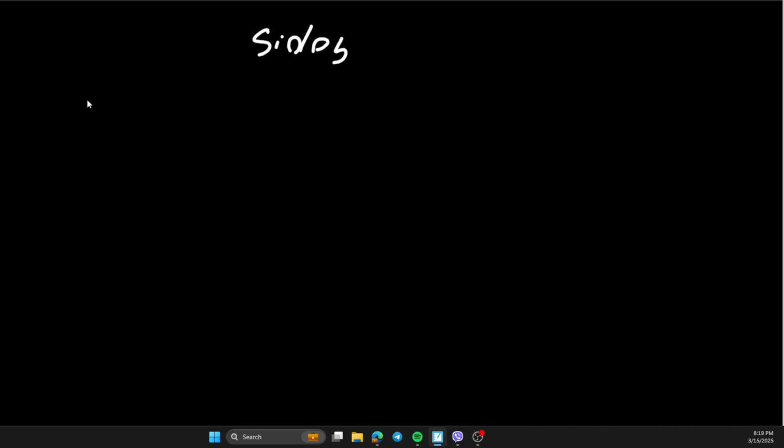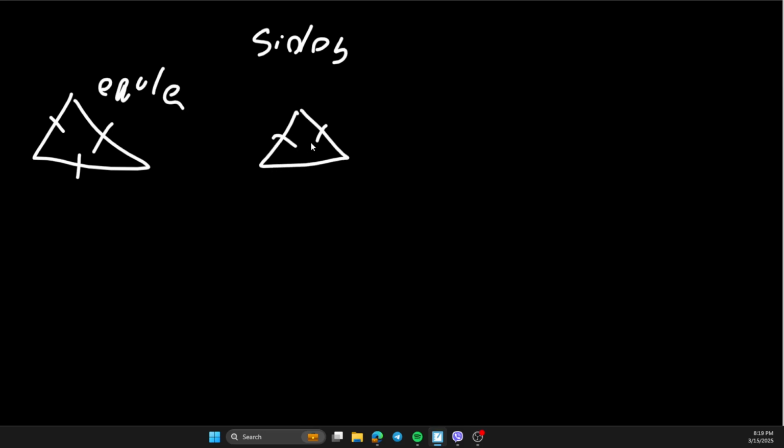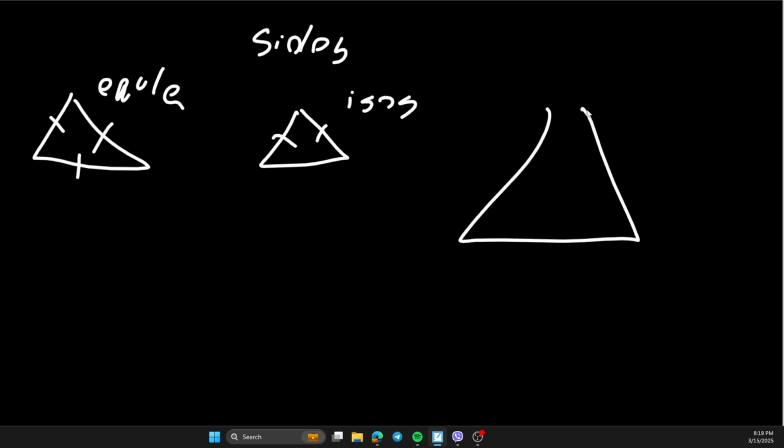Then you have it by sides. Actually, it's kind of the same thing. If all of the sides are equal, it's the equilateral one. If only two sides are equal, it's the isosceles one. And if none of the sides are equal to each other, then it's a scalene. And yeah, we learned some formulas.